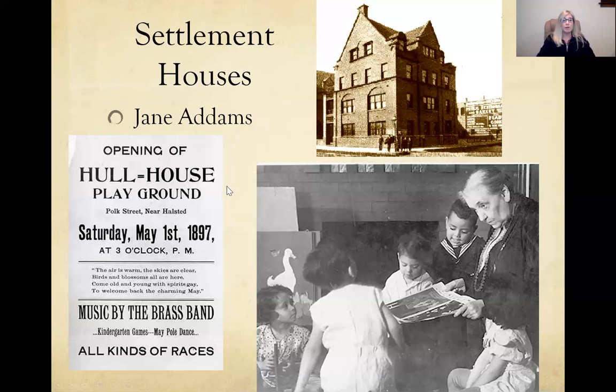So look at this advertisement, the opening of the Hull House Playground. And on Saturday, a day when most of the workers wouldn't have been working, they're going to have a brass band. They're going to have kindergarten games. They're going to have a maypole dance, which is like this honoring of the coming of spring, and all kinds of races. It's going to be so much fun. So of course, all the kids want to go to the Hull House Playground.